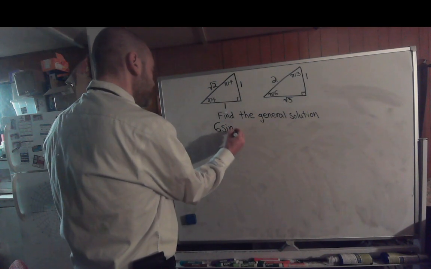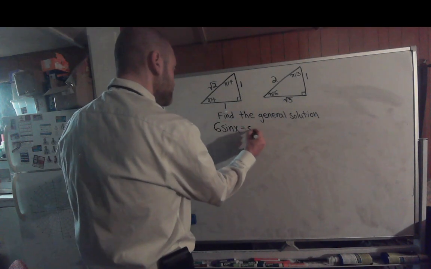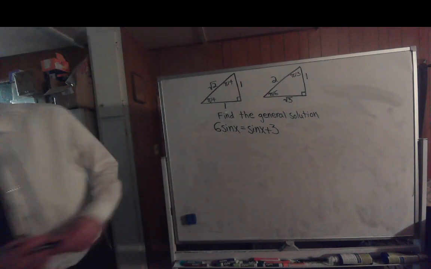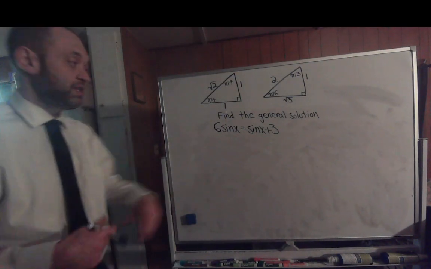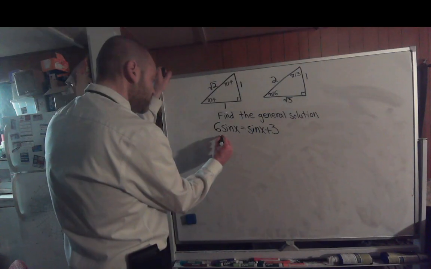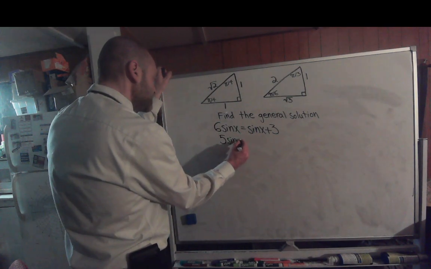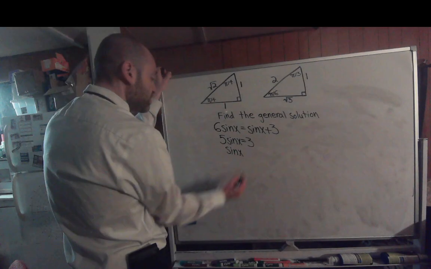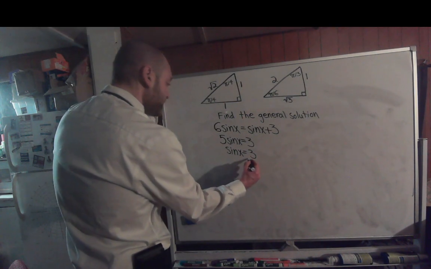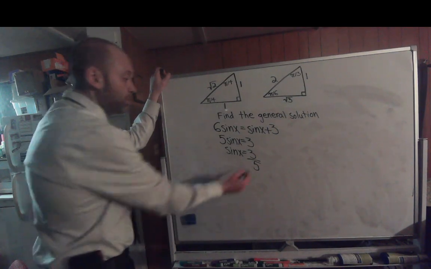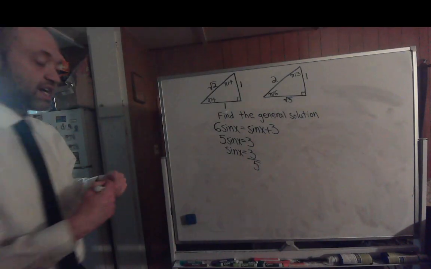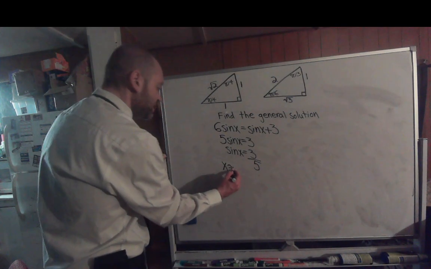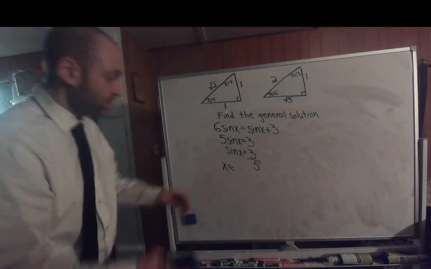6 sine of x equals the sine of x plus 3. So 6 sine of x equals sine of x plus 3. So this would simplify, of course, into 5 sine of x equals 3, which means the sine of x would then equal 3/5. Well, we know the sine is positive in the first and second quadrant, so we need a first and second quadrant answer. When we initially take the sine inverse, it's going to put us in the first quadrant.